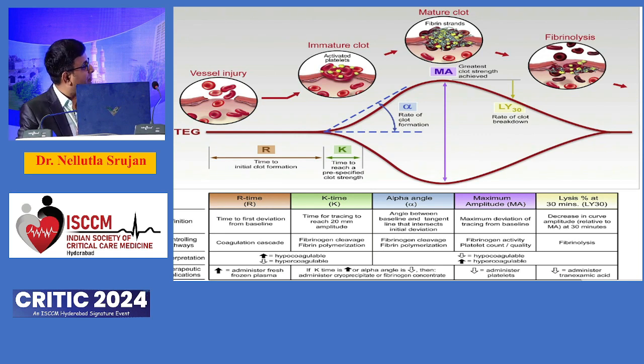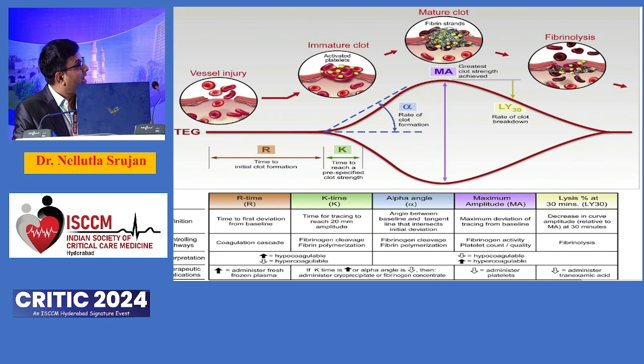After R time comes the K time. It is the time to reach a pre-specified clot strength, and the normal K time is 1 to 3 minutes. The controlling pathways are fibrinogen cleavage and fibrin polymerization. Here also, if K time is increased, it is hypocoagulable, and if it is decreased, it is hypercoagulable.